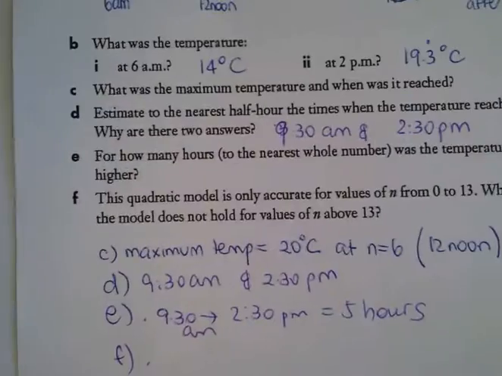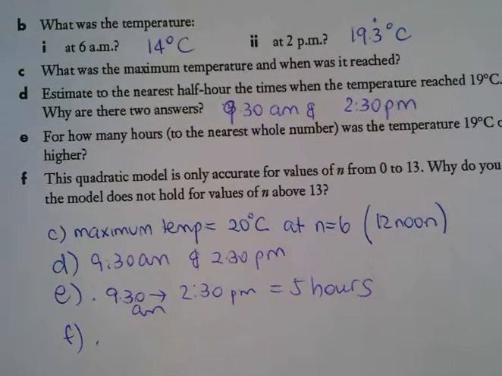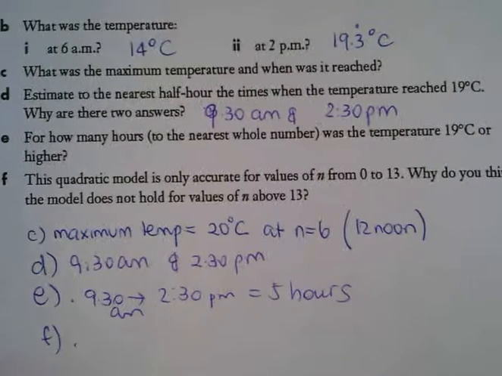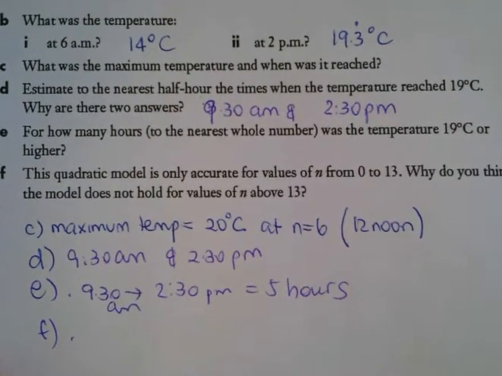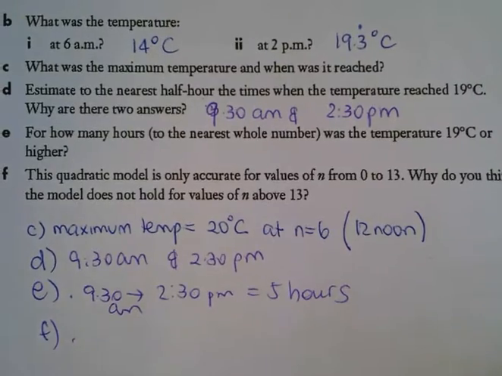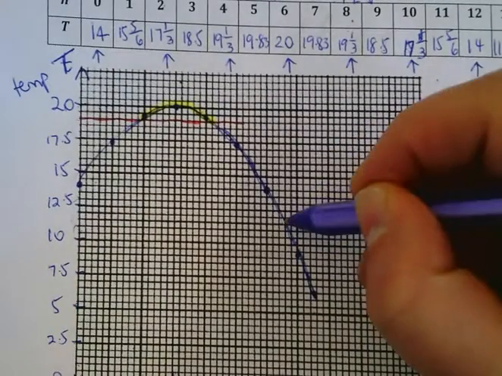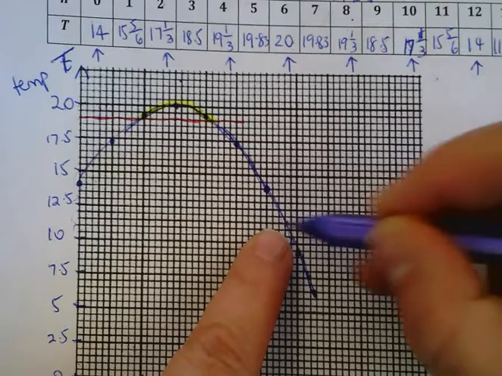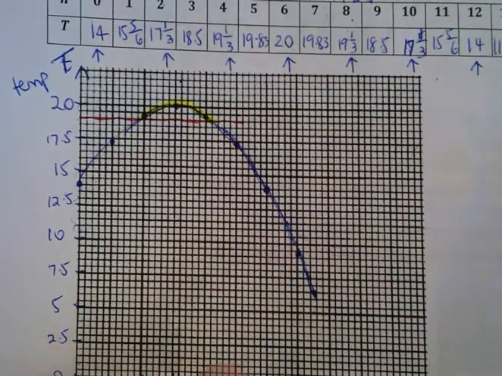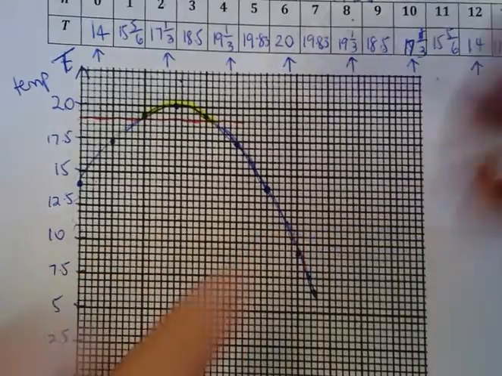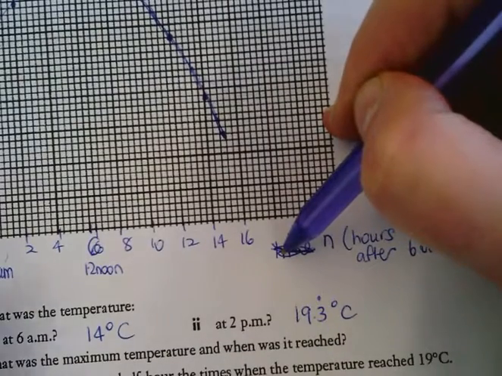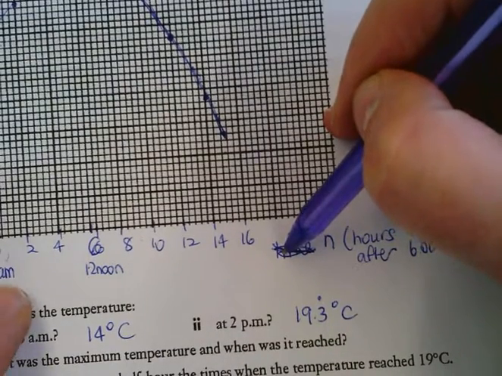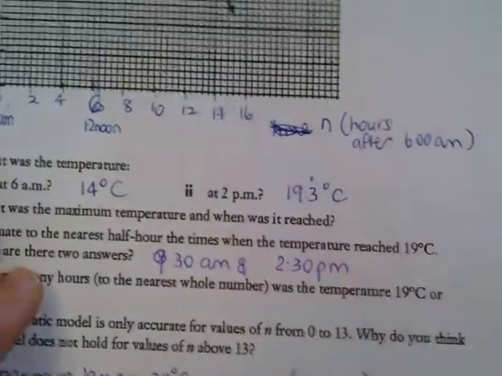And F, this quadratic model is only accurate for values of n from 0 to 13. Why do you think the model does not hold for values of n above 13? Up till 13 hours, which is about here. What will happen is overnight, the temperature will just stay the same, and then it'll start coming back up again in the day. So only this part of the model is good. Because if we continue this model, you're going to get to below 0. That doesn't happen very often here in Sydney, it doesn't just keep going to minus 20 and all that.